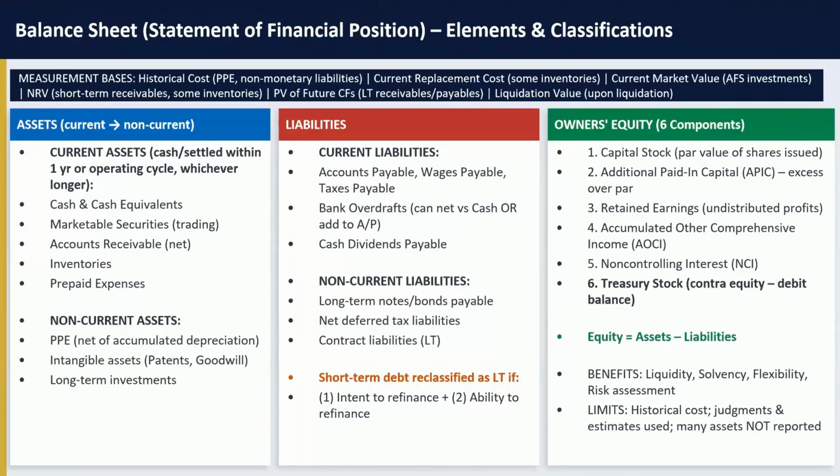Now, how do we classify them as current liabilities or non-current liabilities? Usually we know that we will take a period of 1 year.